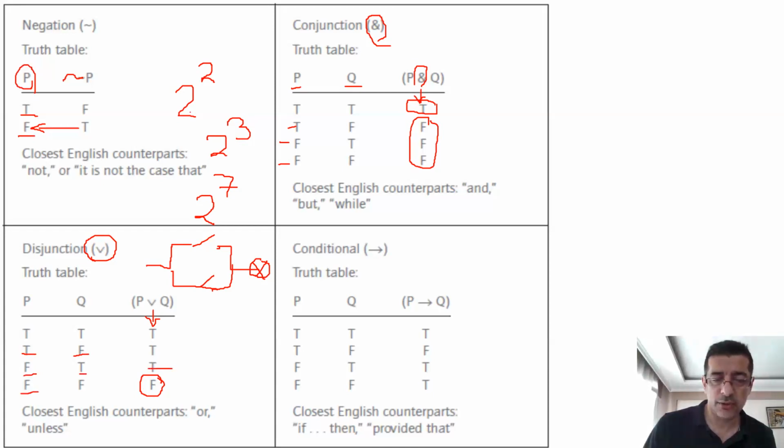And the only time when it might be false is when this one is false and this one is also false, right? And finally, we had condition. We said that in case of condition, my condition operator is only false when the antecedent is true, but the consequent is false. This is what we discussed.